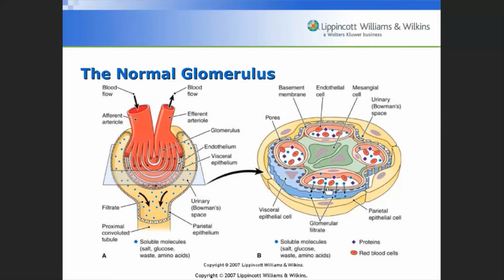And over time, it will damage that. Okay. Notice the area in between the glomerulus and the endothelial layers of the blood vessel and the visceral layers of the Bowman's capsule, as you can see here. There are these cells known as mesangial cells.